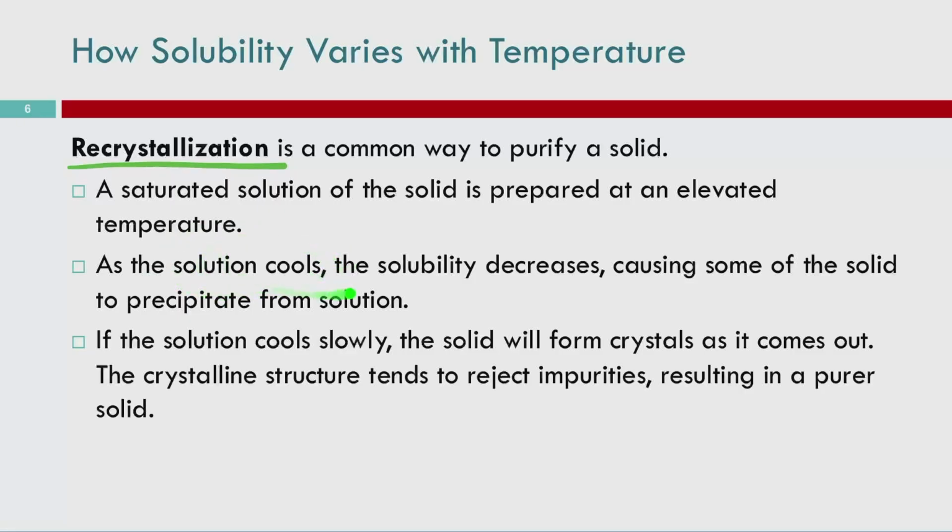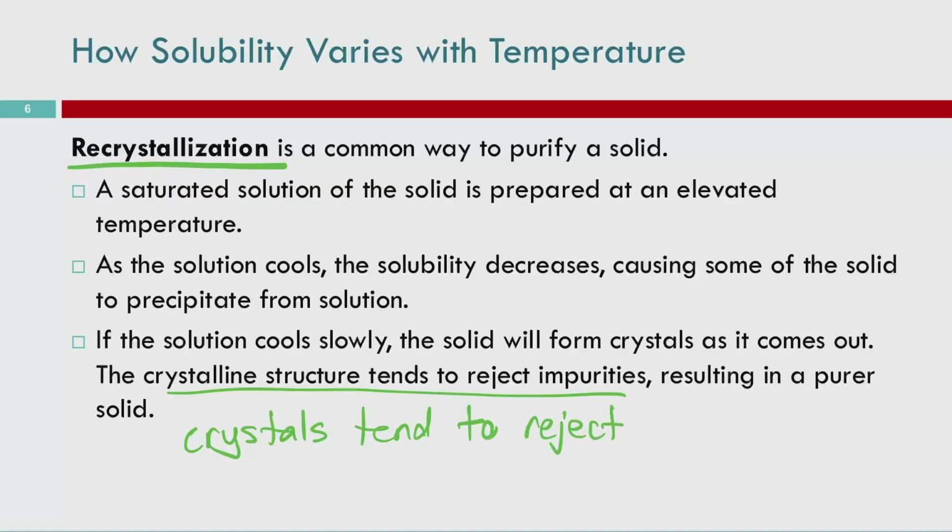As the solution cools down, the solubility decreases. And if you do that slowly enough, or if it can crystallize fast enough, then you'll get really nice crystals that come out of solution. So you'll form crystals as it comes out, and the crystalline structure tends to reject impurities. So crystals tend to reject other chemicals if we're making crystals that are just one type of chemical.